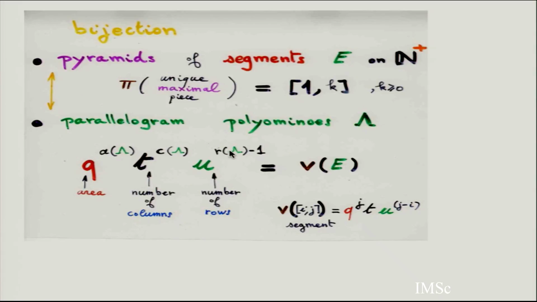So each segment will correspond to a column. U, the total length: if you sum the lengths of all these segments, you will get the number of rows of the polyomino. And Q, the area, will become the sum of the indices of the right part of each segment. So here is the bijection.